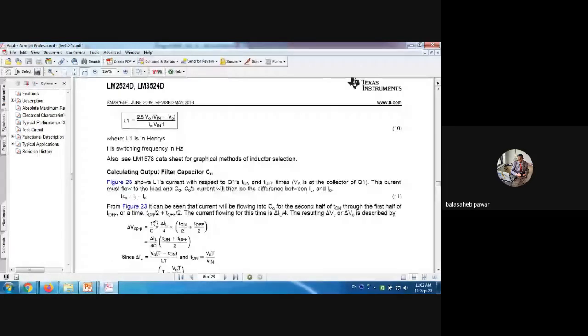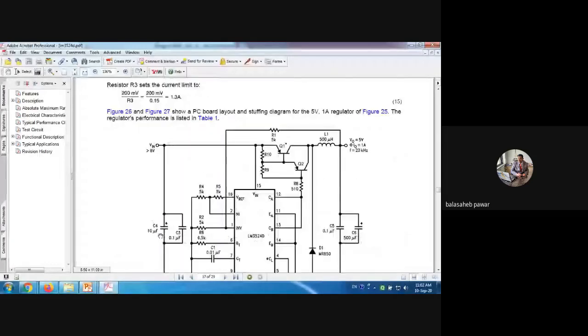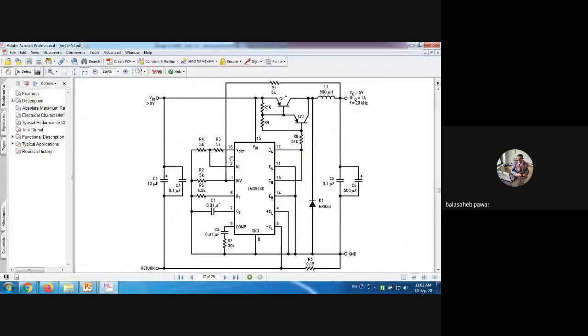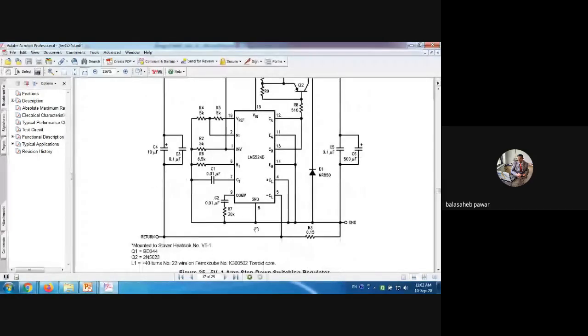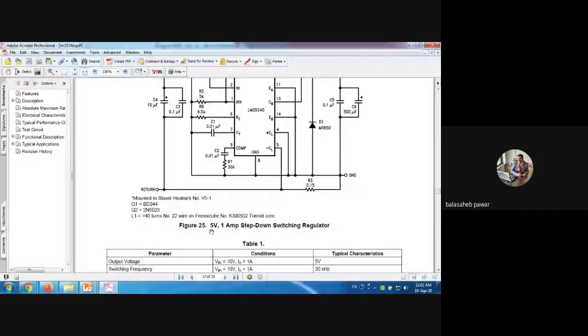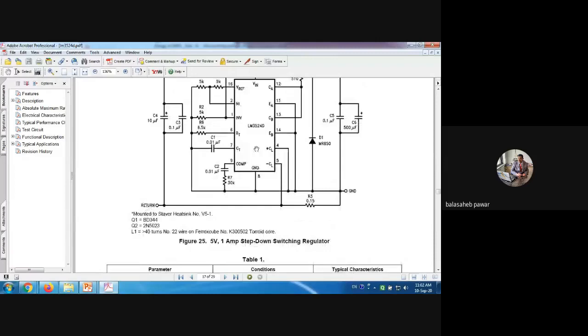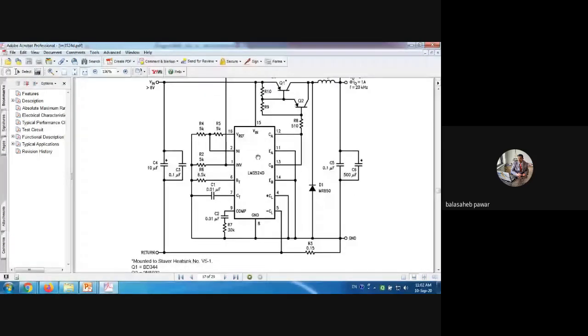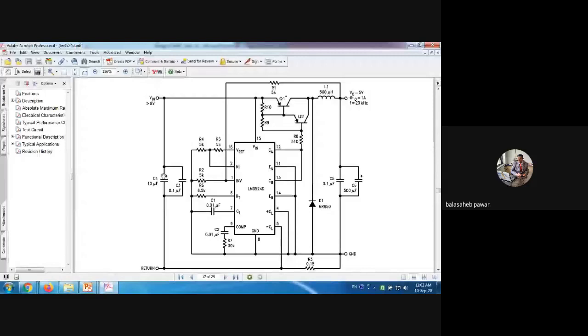And the actual diagram which you have to draw is this one. It is given on page number 17. Okay. So this is, see, a 5 volt 1 ampere step down switching regulator. This will be our problem statement: design a 5 volt 1 ampere step down switching regulator by using LM3524. Okay. This diagram you have to draw. And how the values of the remaining components are determined is given in that video. So is it clear?